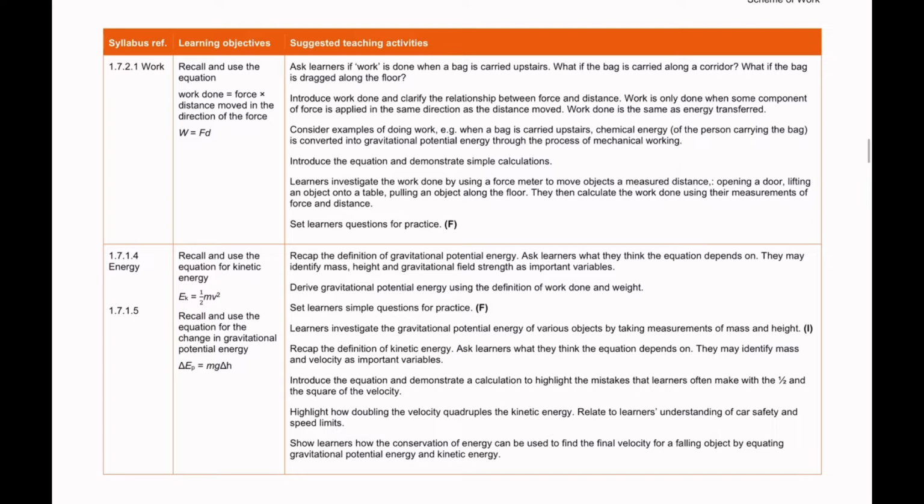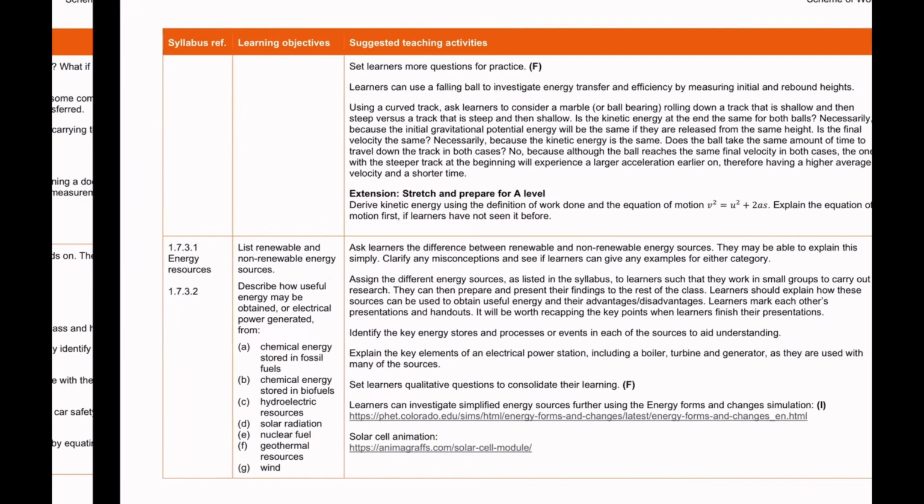1.7.1.4 Energy. Learning objectives. Recall and use the equation for kinetic energy: E = 1/2 mv squared. Recall and use the equation for the change in gravitational potential energy: E = mgh.